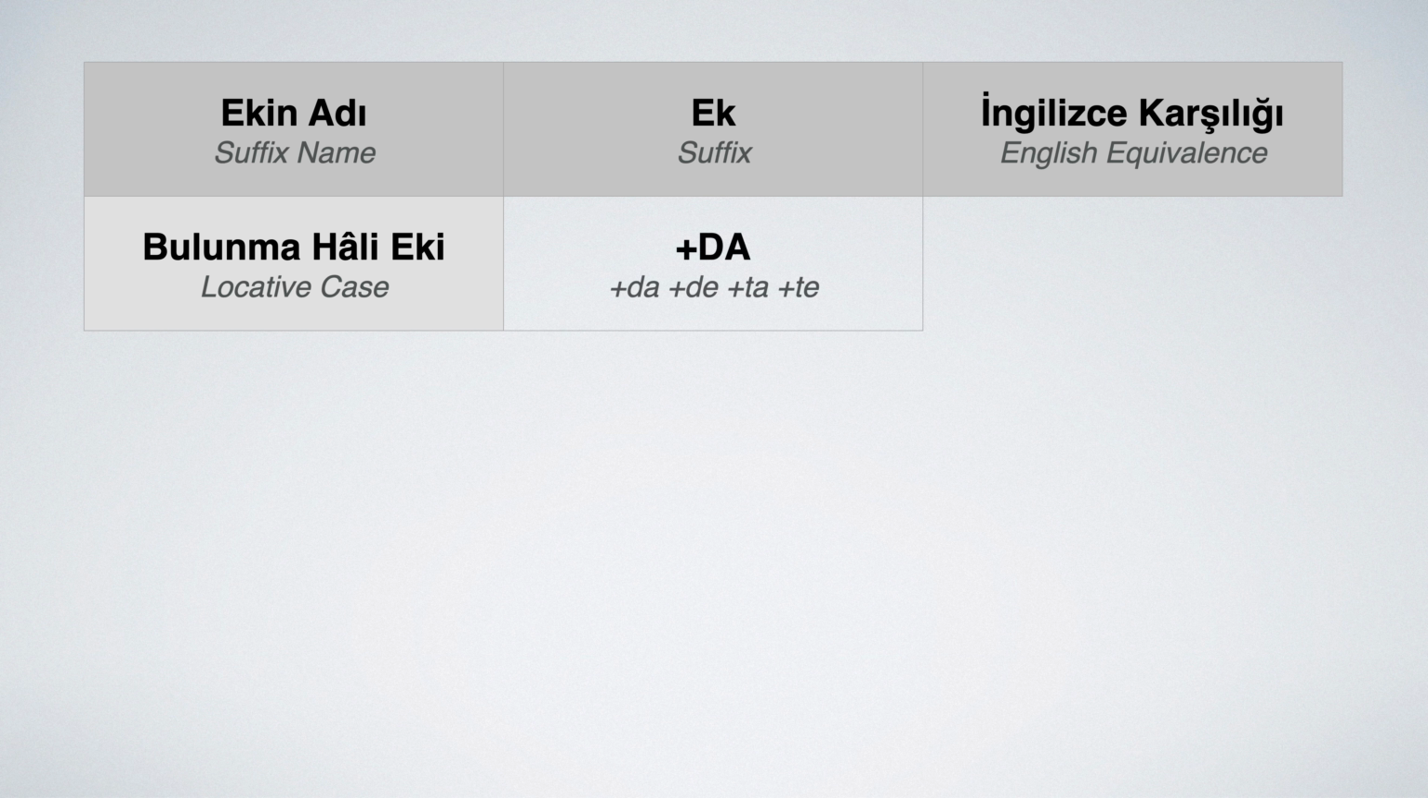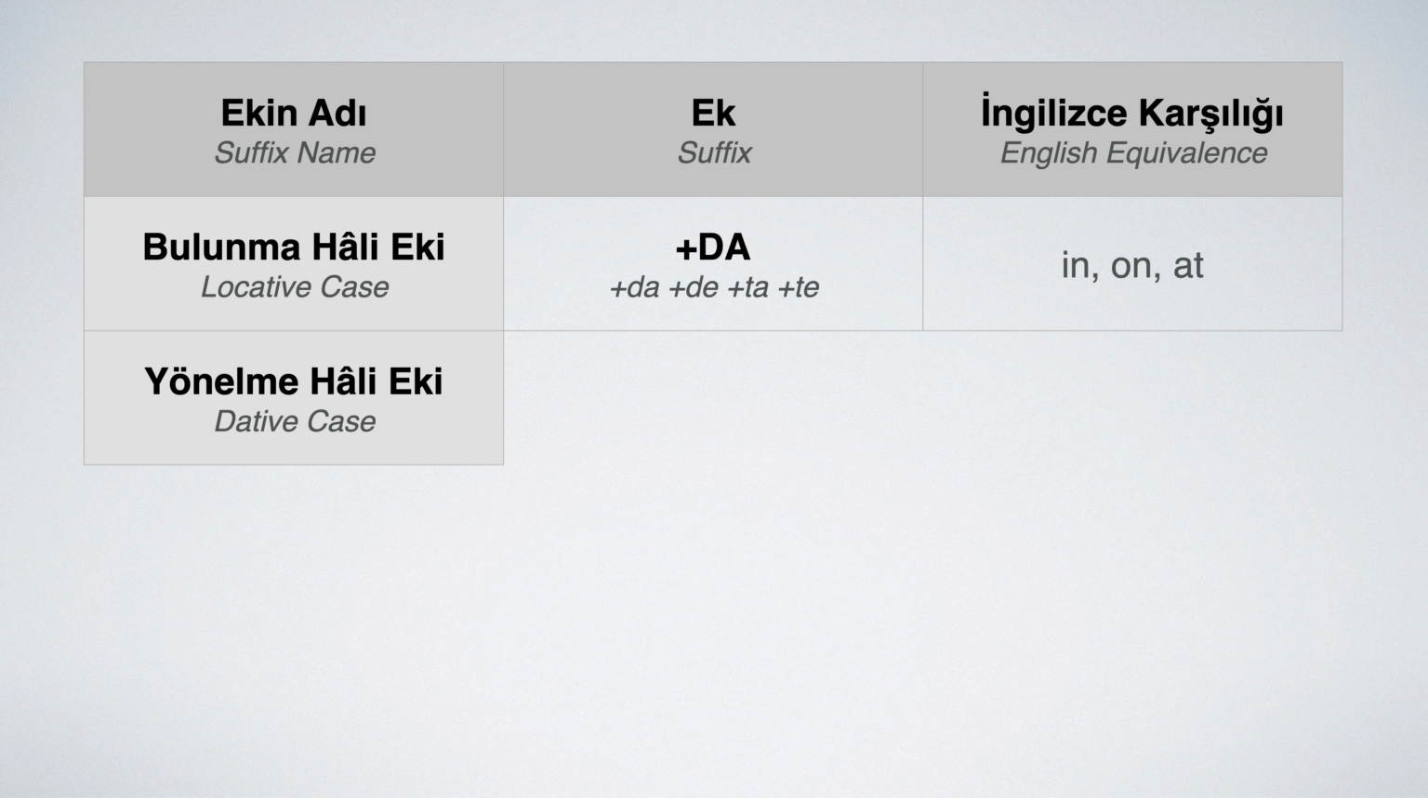Ekin adı, suffix name, ek, suffix, İngilizce karşılığı, English equivalents. Bulunma hali eki, locative case. Da, yani, da, de, ta, te. And it means in, on, at, all together. Yönelme hali eki, dative case. A, yani, a, e. And in English, it is to, towards.